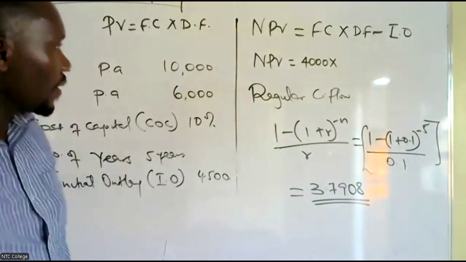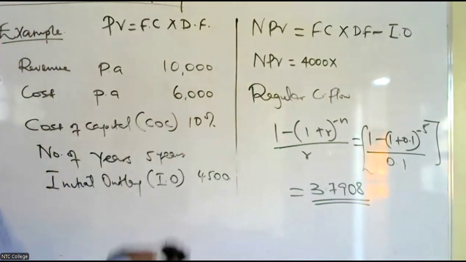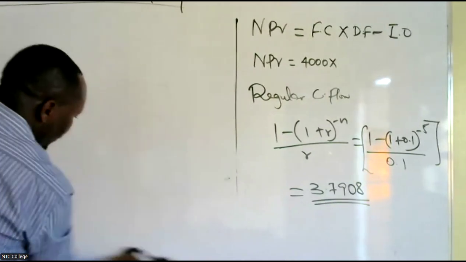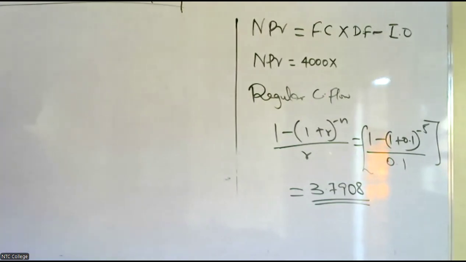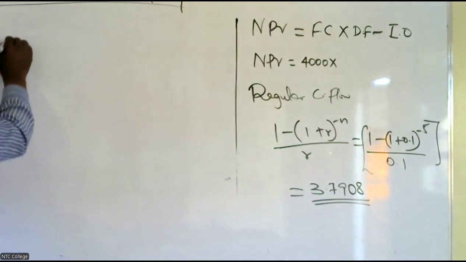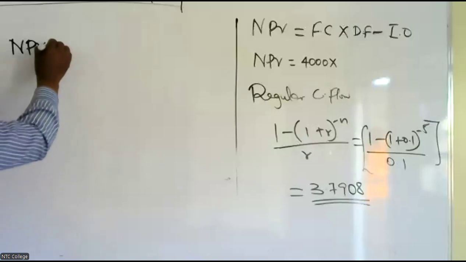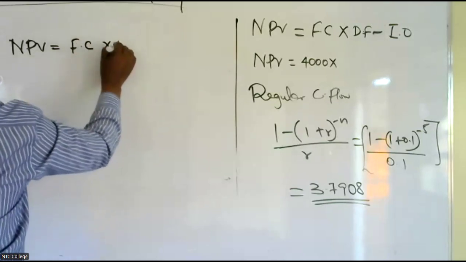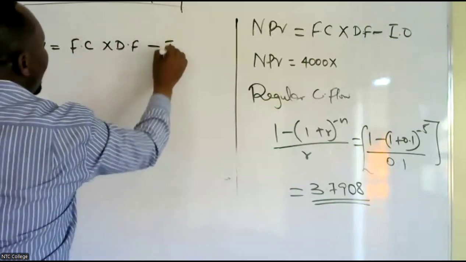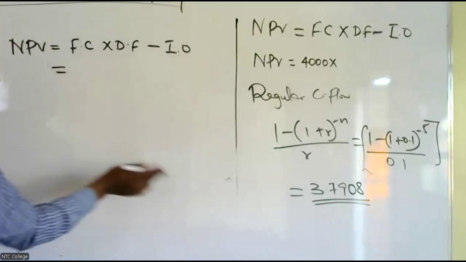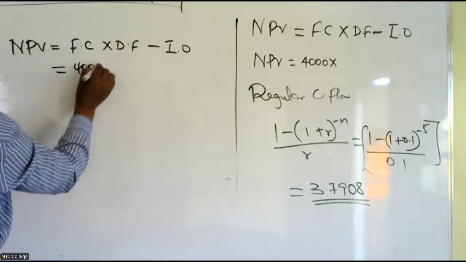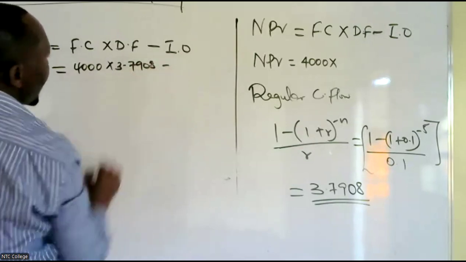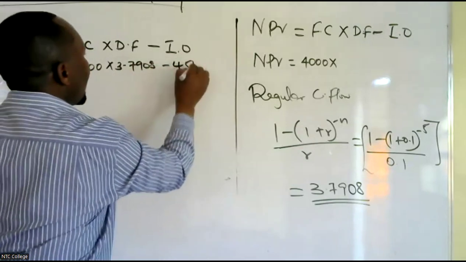So now we are there. So we can now proceed. And now say that NPV is equal to the free cash flow, which we said, times discounting factor, which now we know, minus IO. So we have our NPV there. 4,000 is the free cash flow times discounting factor, which is that. Somebody can calculate minus IO. IO we said is 4,500.